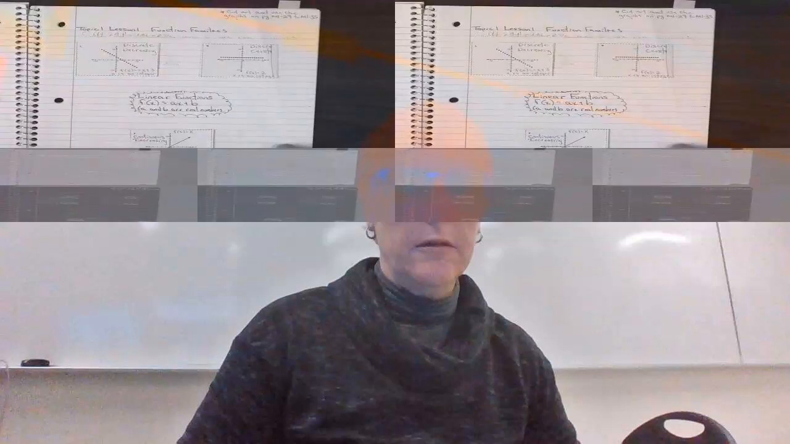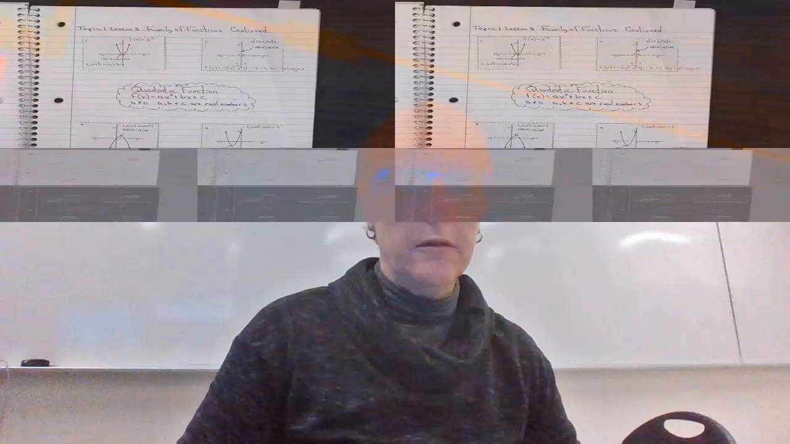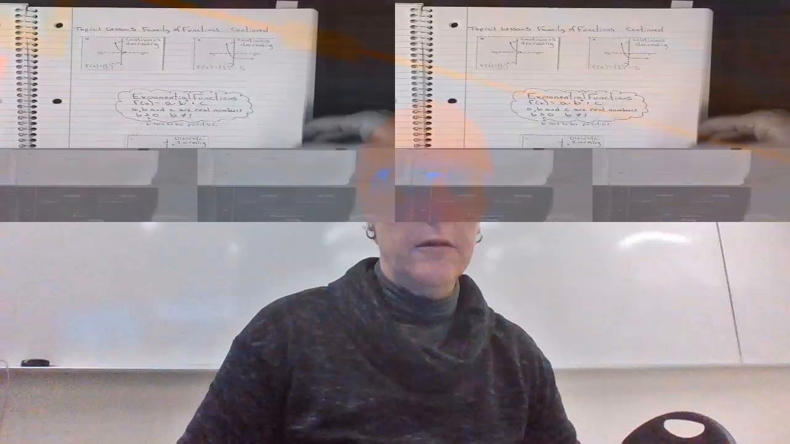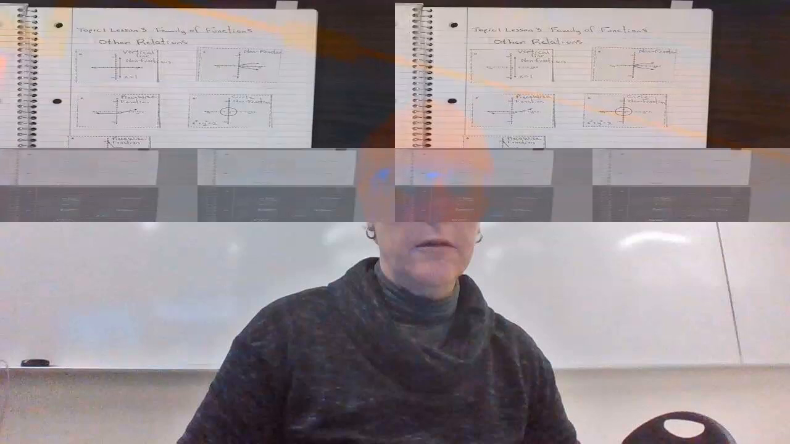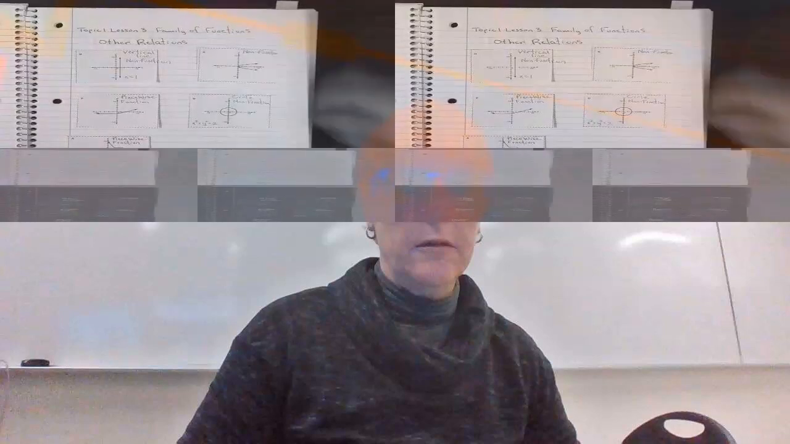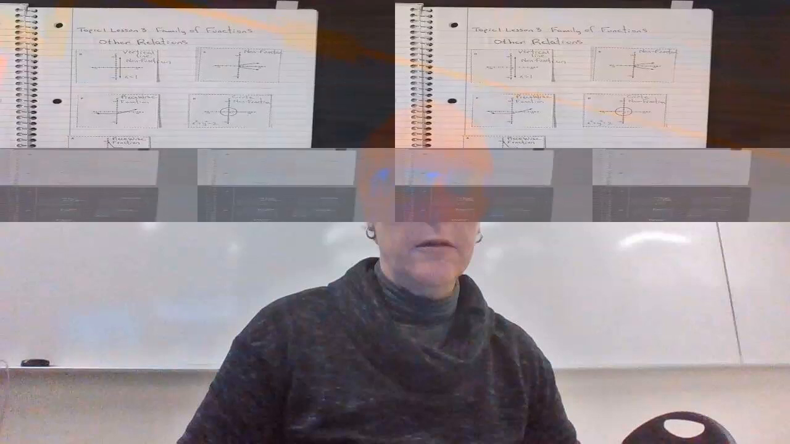And attributes of graphs. And then there was a bunch of pages on function families. So our first function family was linear functions, and then quadratic functions, absolute value functions, exponential functions, and then the last page was just a bunch of other kinds of relations. And that was it for all the notes so far on topic 1.